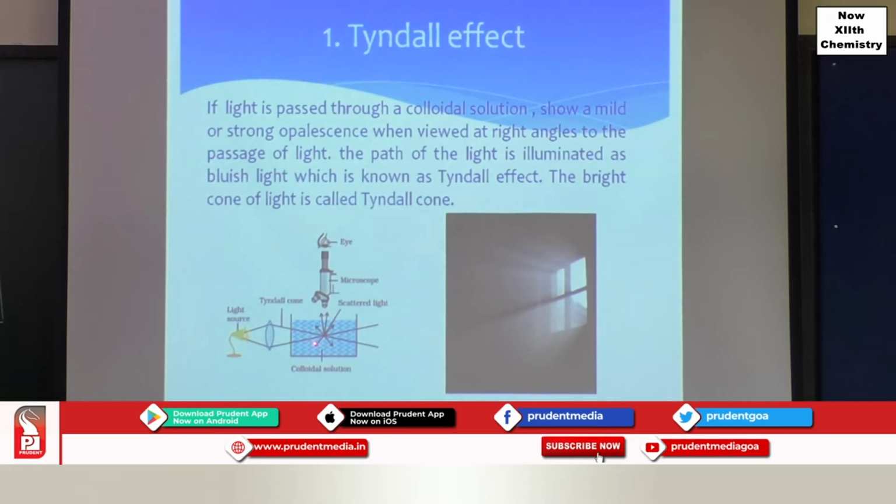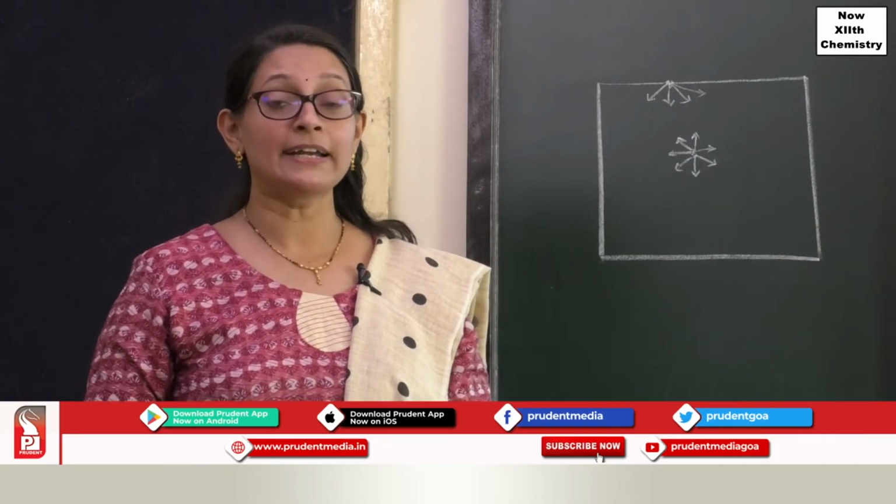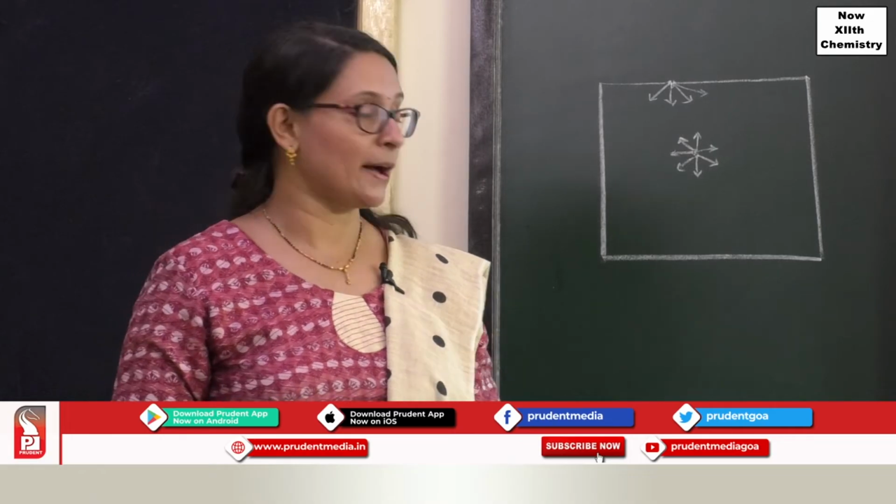When light is passed through a colloidal solution and it is viewed through an electron microscope at a right angle to the passage of light, where the observer is perpendicular to the passage of light, then the observer finds a bluish cone inside the colloidal solution. There is a bluish opalescence over here. This is called the Tyndall cone and the effect is called the Tyndall effect. Tyndall effect is observed due to the scattering of light in all directions by the colloidal particles.